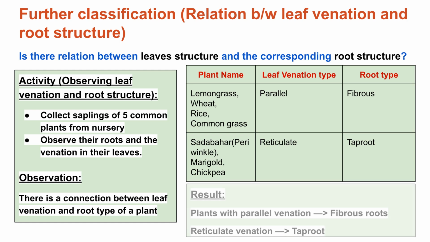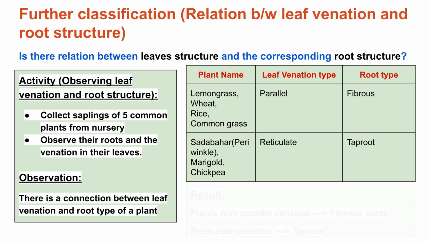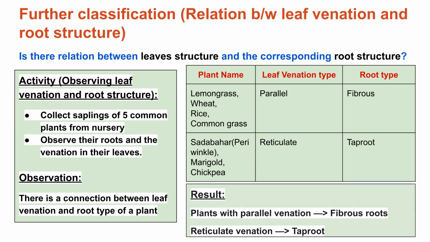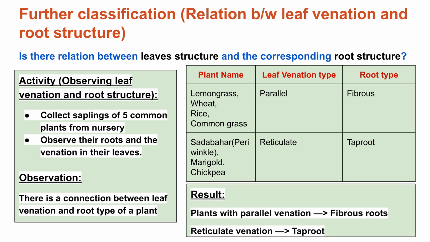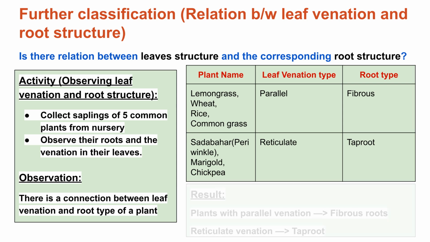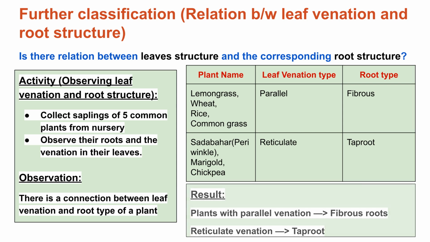So, okay, let us perform an activity to understand what this means. For this, you can collect saplings of 5 different plants from a nursery and note their roots and leaf structure together. What will you observe? You will observe a relation between leaf venations and type of root. So in this observation table, we can see that some plants like grass, wheat, rice, their leaves have parallel venation and their roots are only fibrous types.